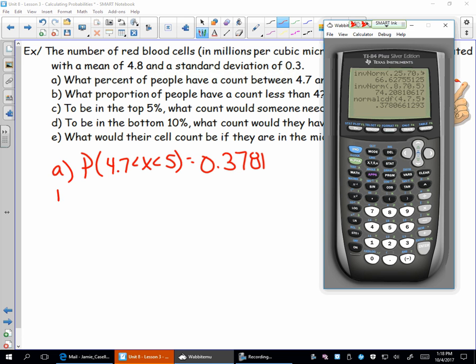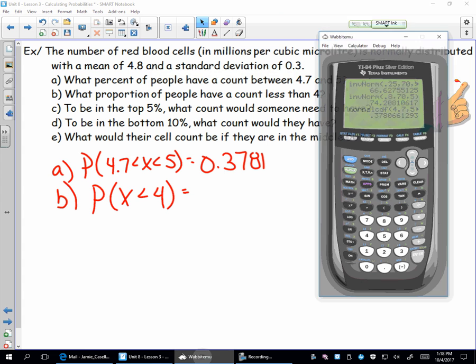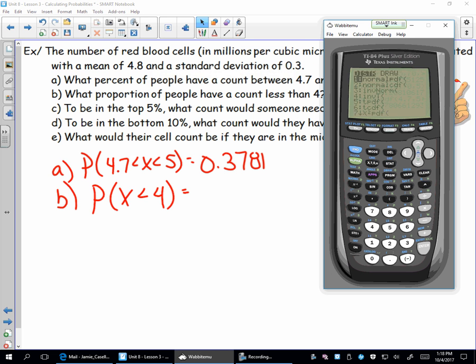Okay, B. What proportion of people have a count less than 4? Proportion, another way of saying percent or probability. I want to be less than 4. So on my vars menu, I need to go from -1E99 up to 4. So I'm going to go from the far left as I possibly can. And we hopefully get 0.0038.